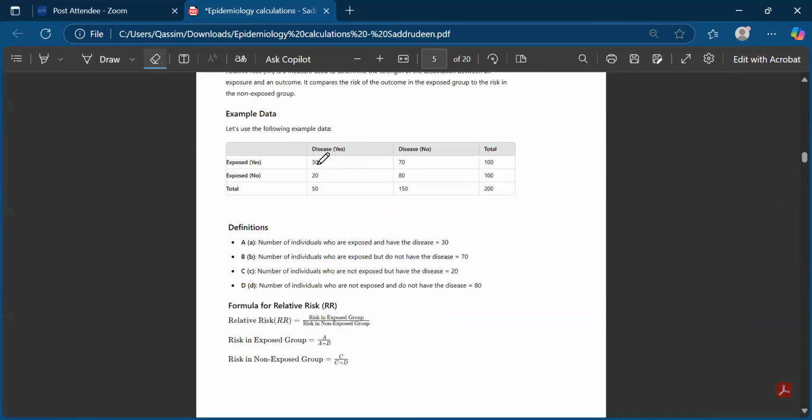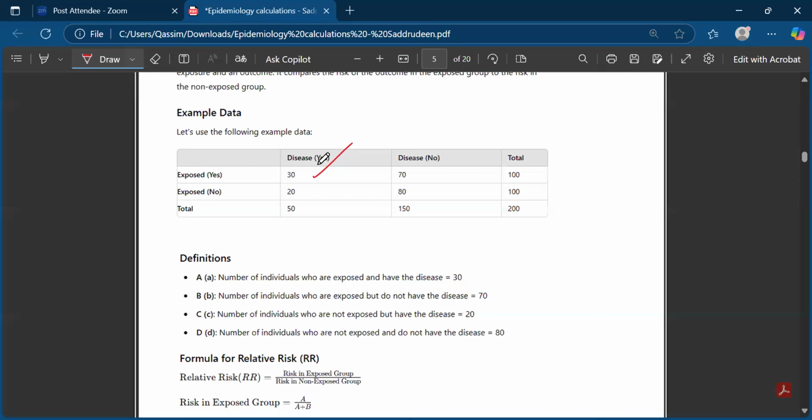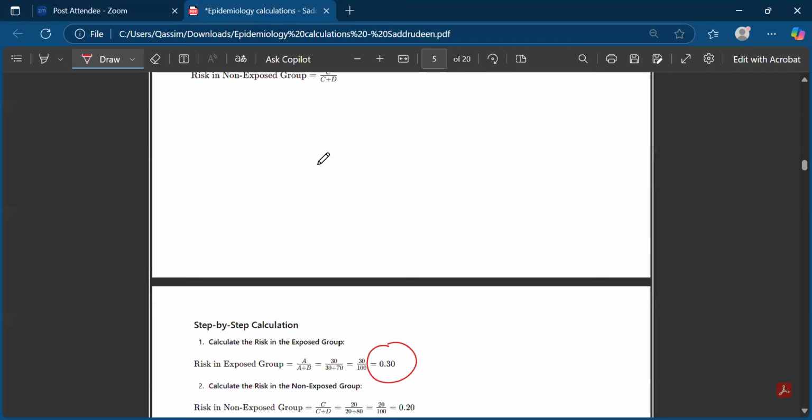So whenever you draw your 2 by 2 table, just make sure you have the risk in the exposed, which is 30 over what you'll get at the end there, 100. Then the risk in the unexposed is 20 over whatever you get. You might get a different number. This is just an example. And then you divide the risk in the exposed by the risk in the unexposed. And that's basically what they did here.